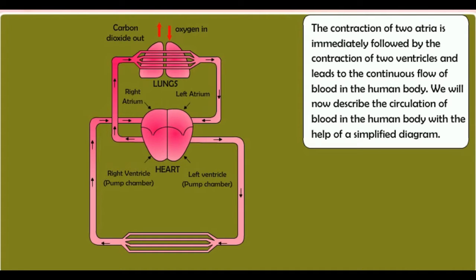The contraction of the two atria is immediately followed by the contraction of the two ventricles and leads to the continuous flow of blood in the human body. We will now describe the circulation of blood in the human body with the help of a simplified diagram.